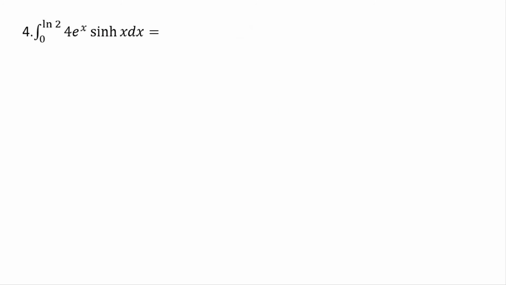In number 4, we have the integral of 4 e raised to x hyperbolic sine of x dx evaluated from 0 to ln of 2. Without the limits, this is just the same as example number 3. So we will just use the answer of number 3 for integrating the integrand. So we can write e raised to 2x minus 2x, and then this will be evaluated from 0 to ln of 2.